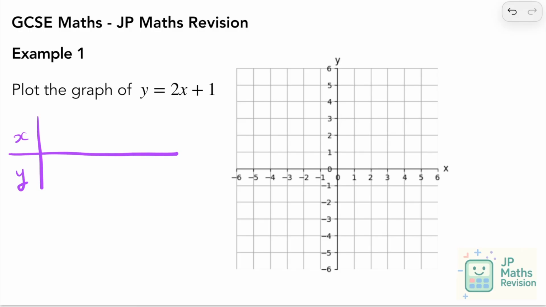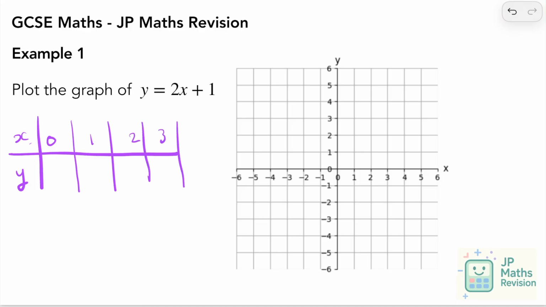For this question, it doesn't actually specify the values of x for which we're plotting. So it doesn't really matter what values of x we choose. But because of the way the graph is drawn, I'm going to choose values that go between -6 and 6. So I'm going to choose 0, 1, 2 and 3.